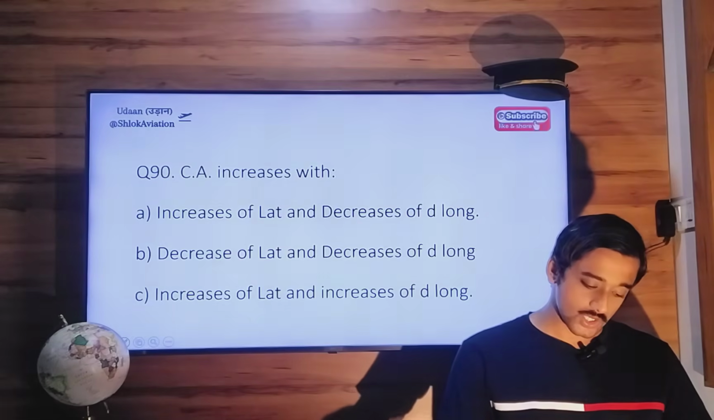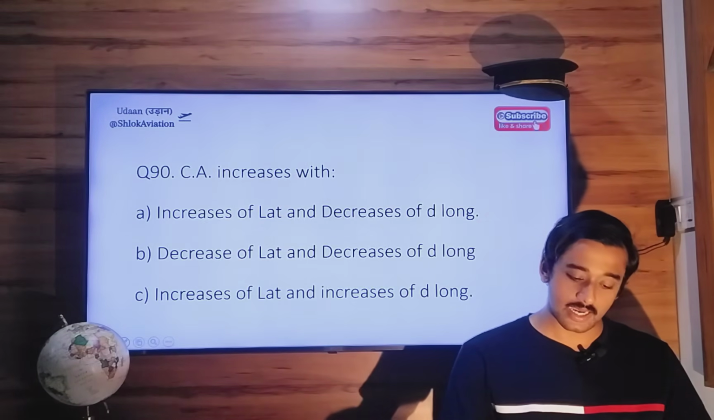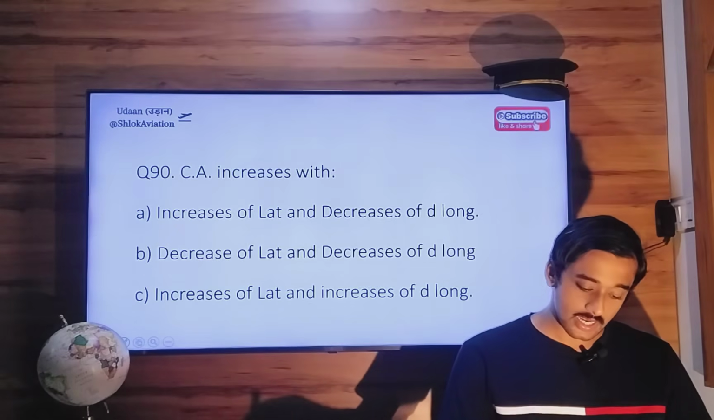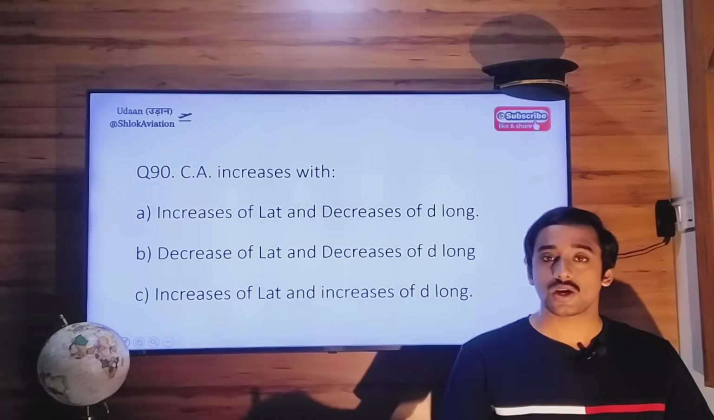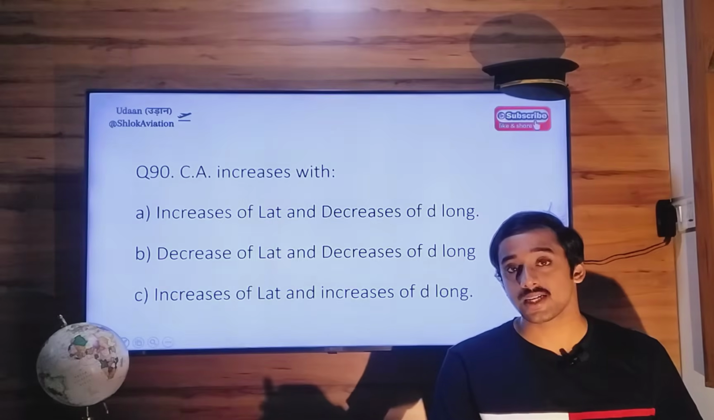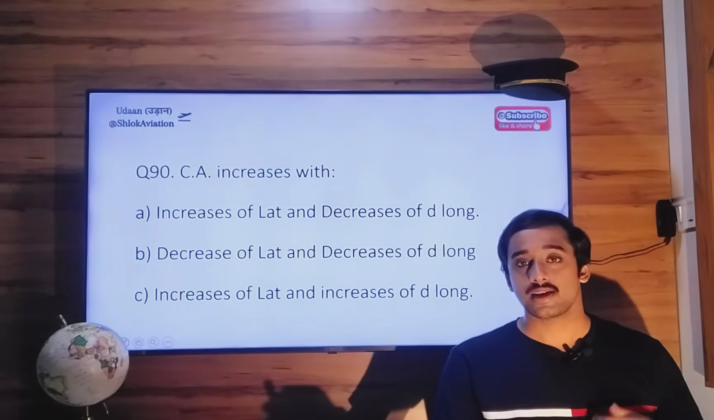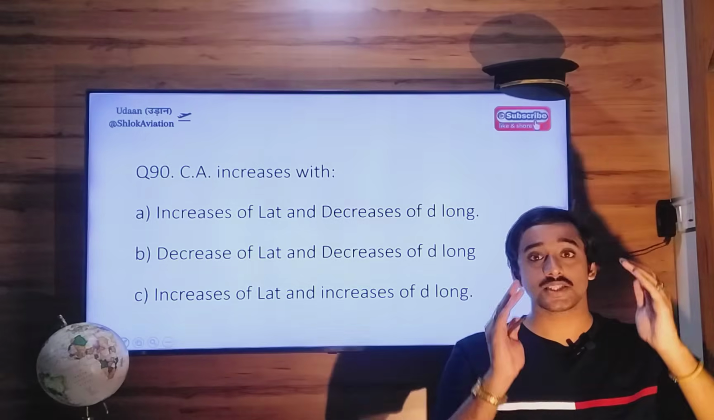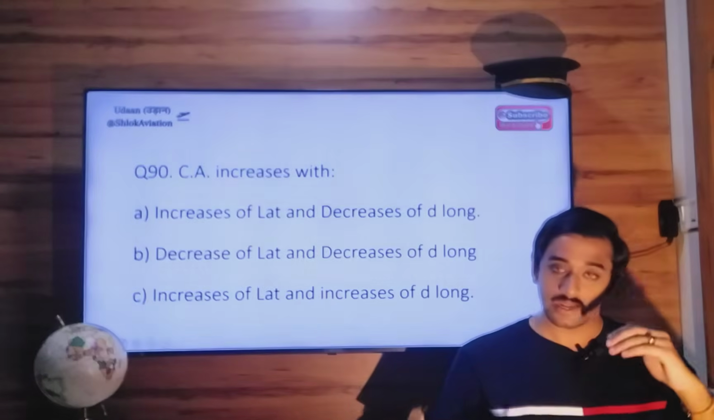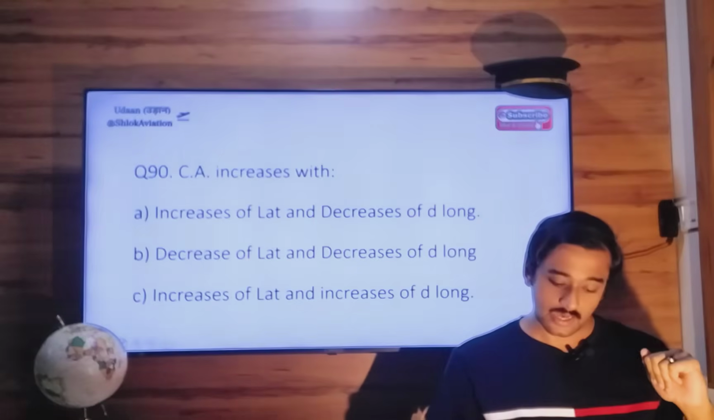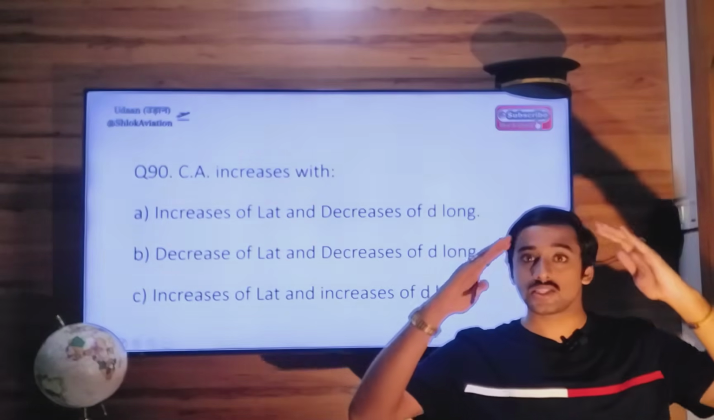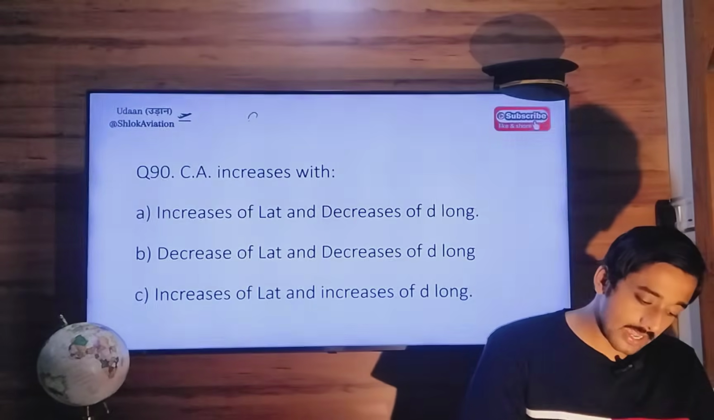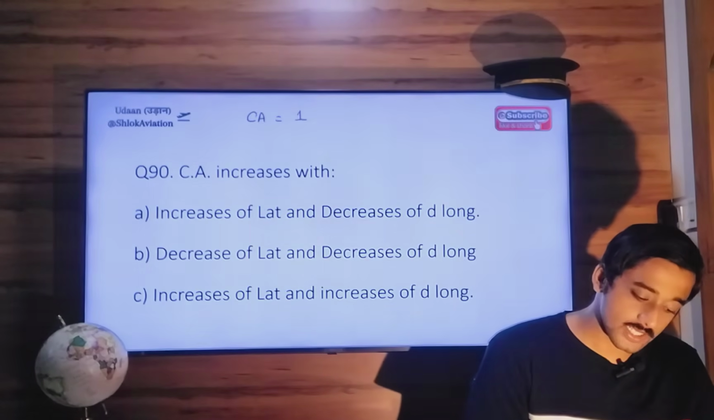Convergency angle increases with increase of latitude and decrease of d long, decrease of latitude and decrease of d long, increase of latitude and increase of d long. So convergency angle is the angle between your great circle and rhumb line, right? And as latitude increases, convergency increases. So it will increase with increase in latitude, and as the difference between two longitudes increases, again the convergency will increase. So convergency angle is nothing but half of convergency, right?